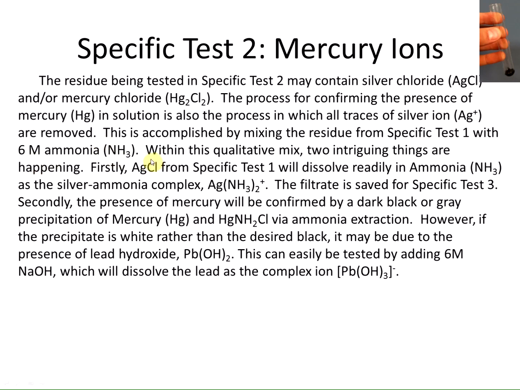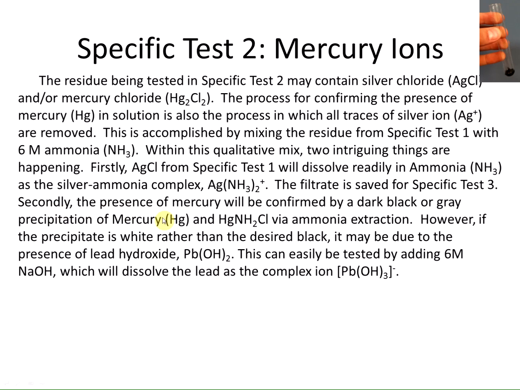Within this qualitative mix, 2 intriguing things are happening. Firstly, the silver chloride from specific test 1 will dissolve readily in ammonia as the silver ammonia complex. There are 2 ammonias bound to the silver to make a linear complex, and it's a cation, so it's positively charged. Things that are charged typically dissolve well in water, so this is very water soluble and goes into solution. The filtrate is saved for specific test 3 because it will contain the silver.